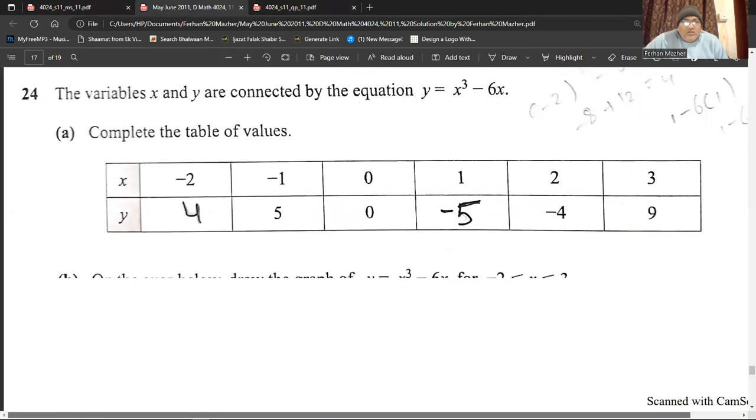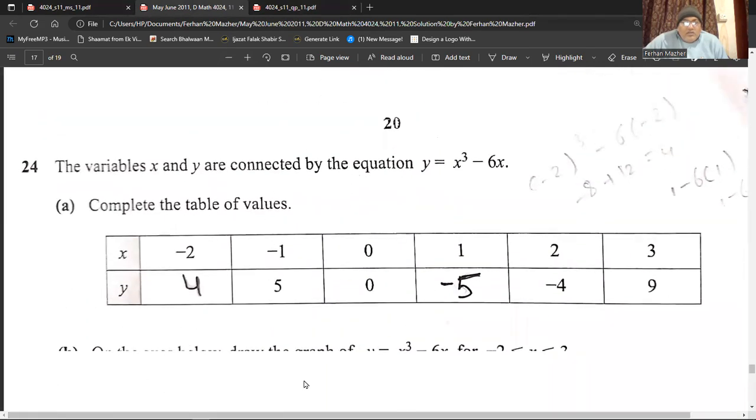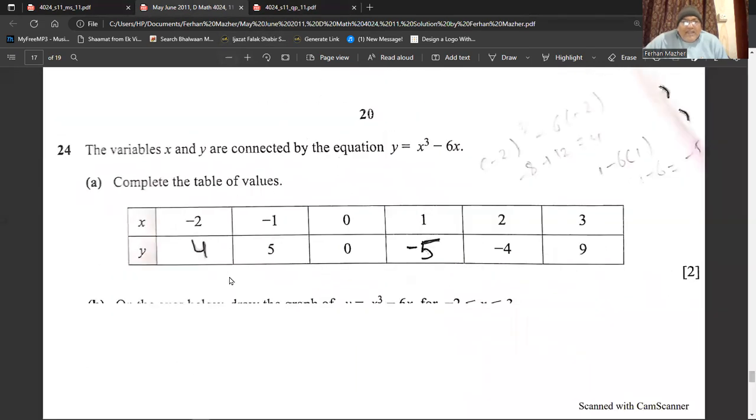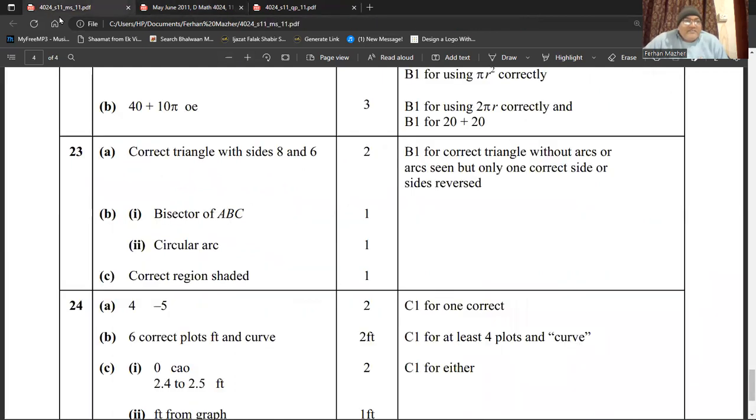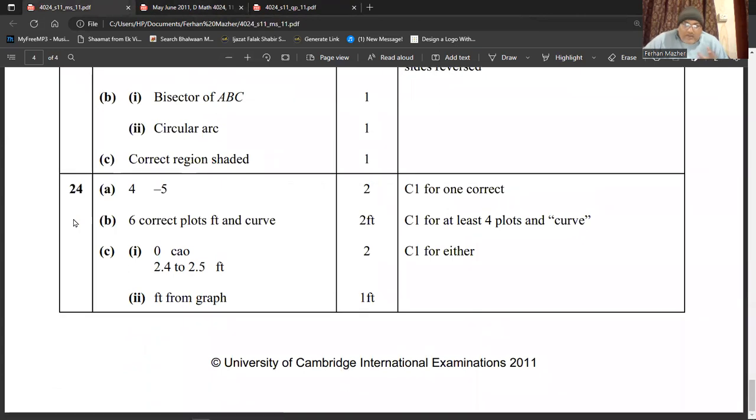So when you substitute -2, you will get 4. And when you substitute 1 in this equation, you get -5. So at -2, you have 4, and at 1, you have -5. Let's check. Our answers are right, sir.